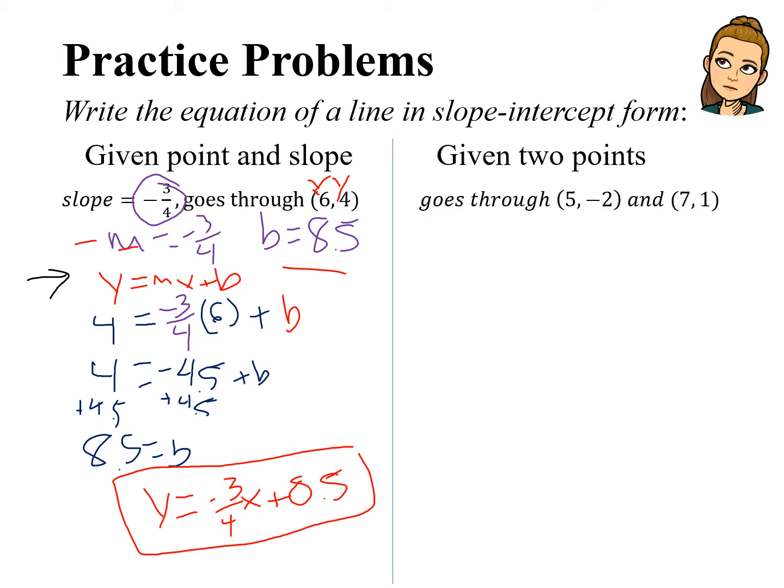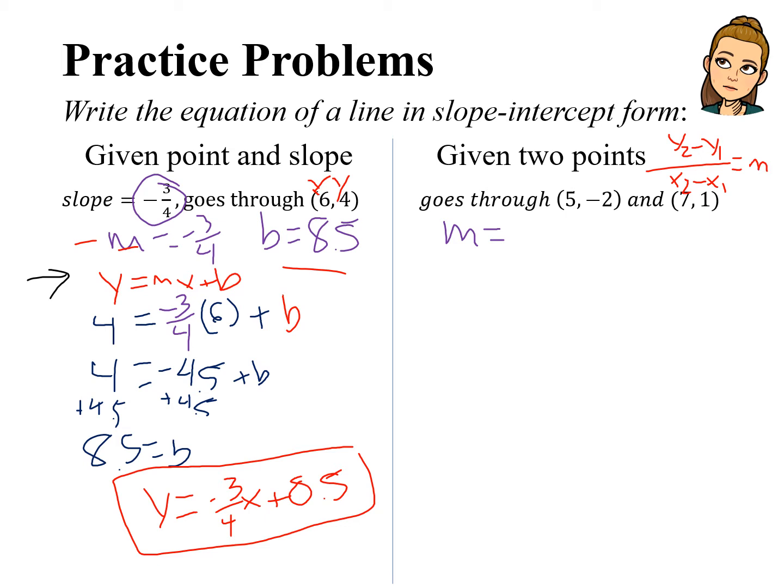Well, now what if I have 2 points? First thing I need to do, same as before, is I need to find the slope. But in this case, I'm going to need to use the slope formula. That slope formula tells me y2 minus y1 over x2 minus x1 is my slope.